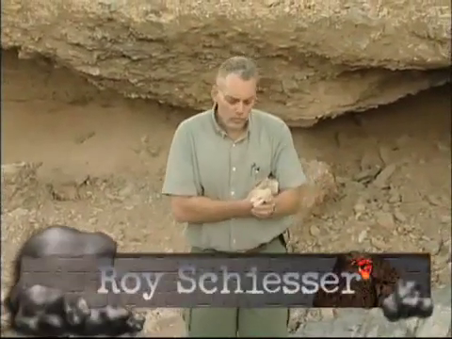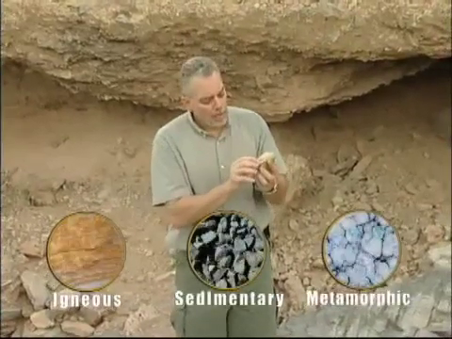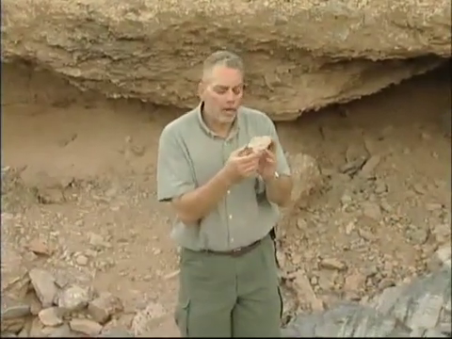Let's visit a good friend of mine, Roy Schieser, who is a geologist and can tell us more about igneous rocks. Hey, Roy. This is a piece of granite. Granite is an example of igneous rock, one of the three rock types in the rock cycle, those being igneous, sedimentary, and metamorphic. If you look closely inside of an igneous rock, you'll find that it is made up of a bunch of interlocking crystals of various minerals.